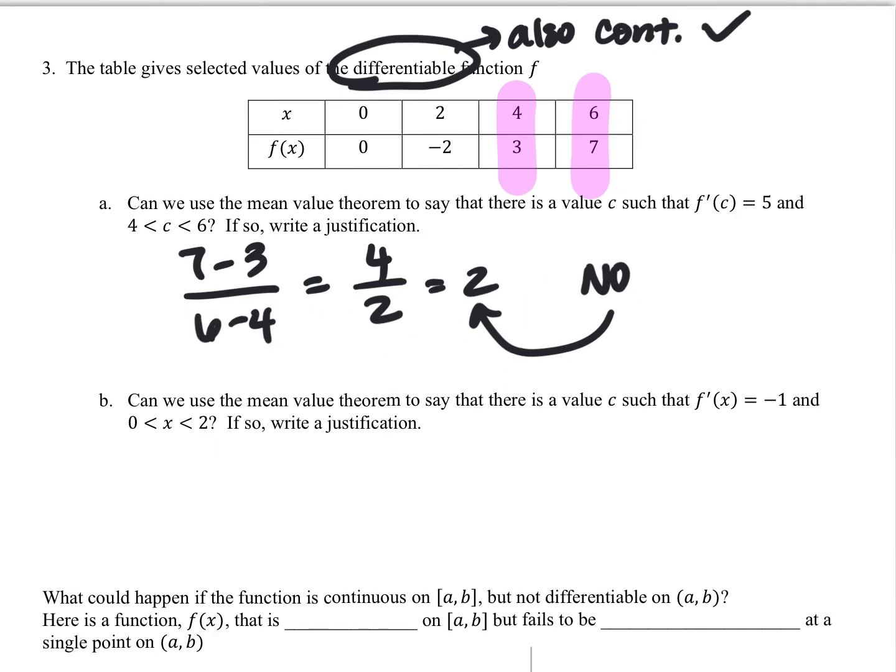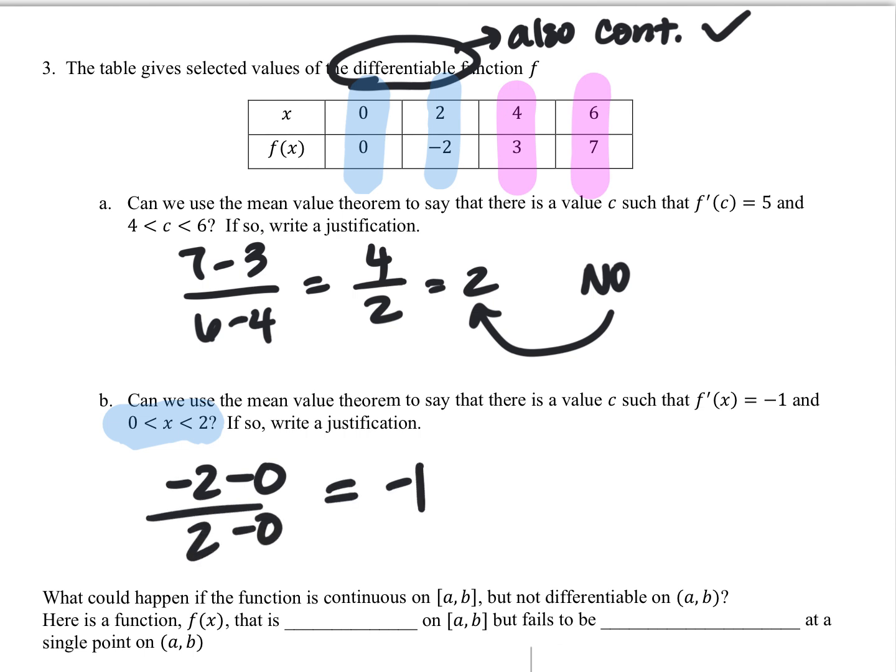Okay, you guys, do you think that we can use the mean value theorem to say that I guarantee there is some x value that has a slope of -1 on this interval from 0 to 2? Does the mean value theorem guarantee that there's going to be some x value that has a slope of -1? What would be my average slope here? What minus what over what minus what? What's that? Oh, snap. This one is.